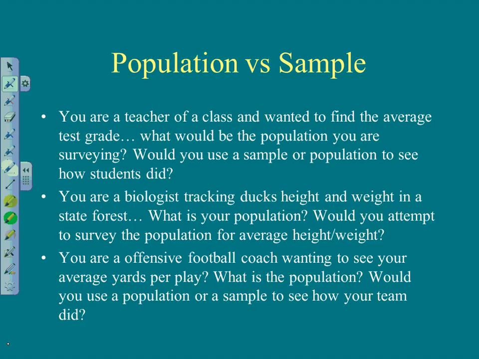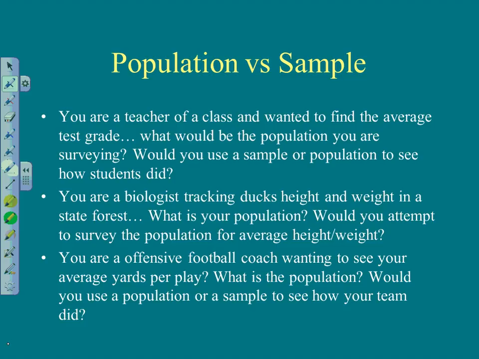You're an offensive football coach wanting to see your average yards per play. That should be a period. What is the population? Yards? No, that would be the variable. That's the data that I'm gathering. All of my plays, exactly. All of my plays would be the population. Would I use a population? So would I use all the plays to find my average yards per play, or would I use a sample? So just, yeah, I would use all of them. If I have all of them, they're easy to find, and I can take the average of all of my plays. Boom, I'm going to use all of my plays. So that's populations versus samples.